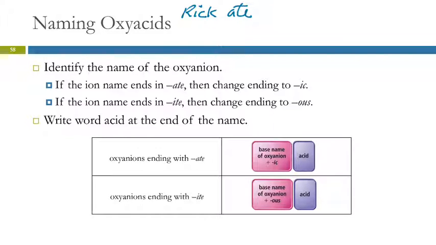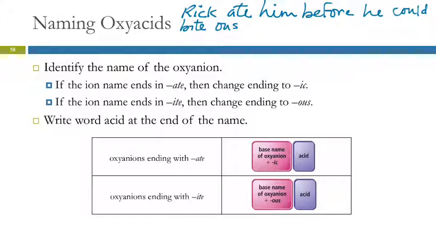So a silly sentence is in order. Rick ate him before he could bite us. Is that silly? So there's the "ic" goes with "ate," and the "ite" goes with "us." "Ic" and "ate" go together, "ite" and "us."